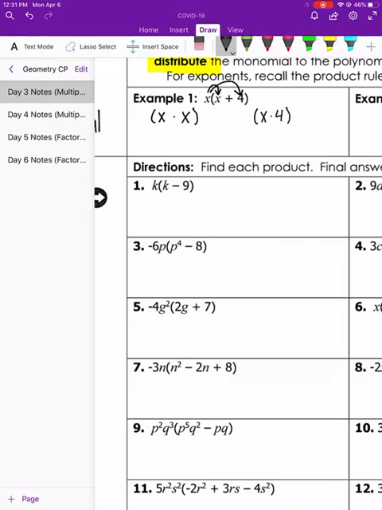So x times x, remember I add my exponents. This is going to give me a positive x squared. My next one is x times 4. So 4 times my understood 1 in front here, 4 times 1 is a positive 4, so plus 4. And then I have x times nothing else, so it's going to stay as an x.